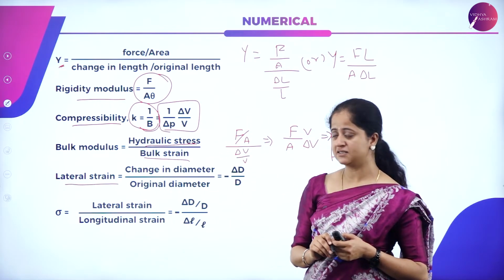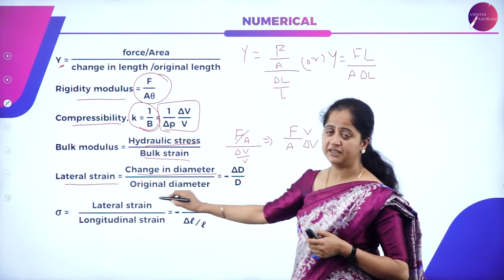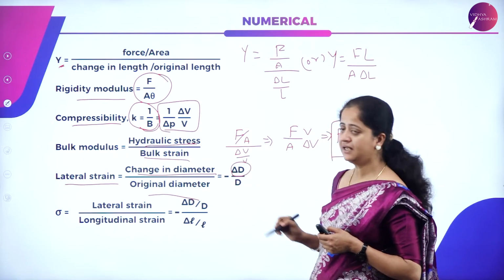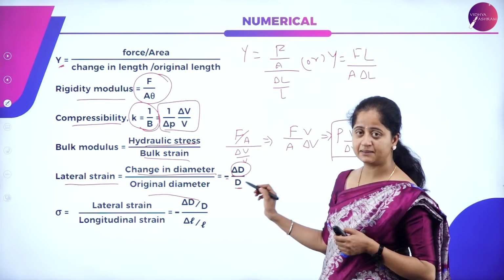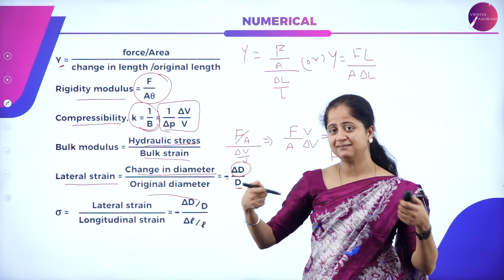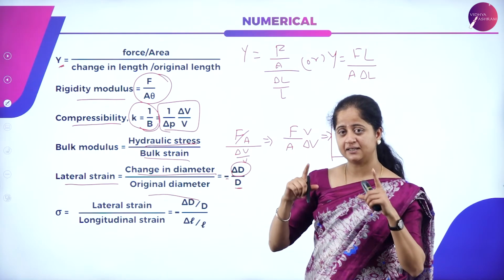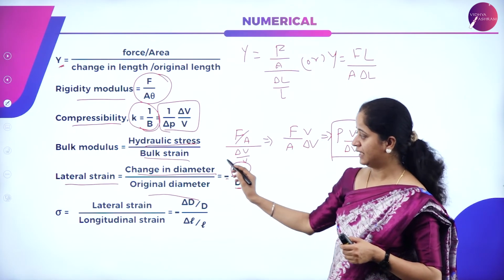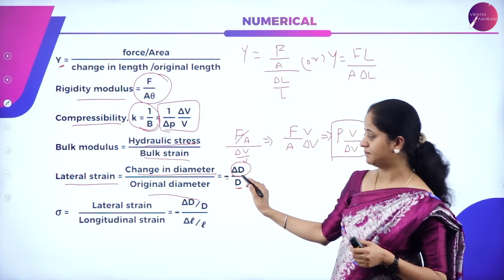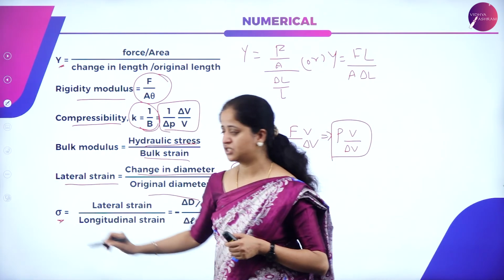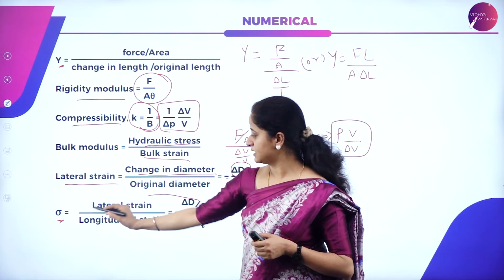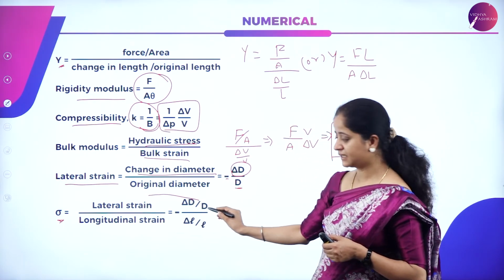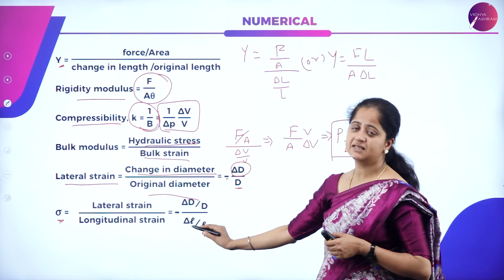We have studied lateral strain, which is nothing but the change in diameter to original diameter. So change in diameter is delta D, and the original diameter is D. It is represented with a negative sign because as the length increases, as the material stretches, the diameter decreases, and hence it is denoted by a negative sign. So lateral strain is given by minus delta D by D. And we have studied Poisson's ratio, which is given by sigma is equal to lateral strain to longitudinal strain. Lateral strain is minus delta D by D, and longitudinal strain is delta L by L.